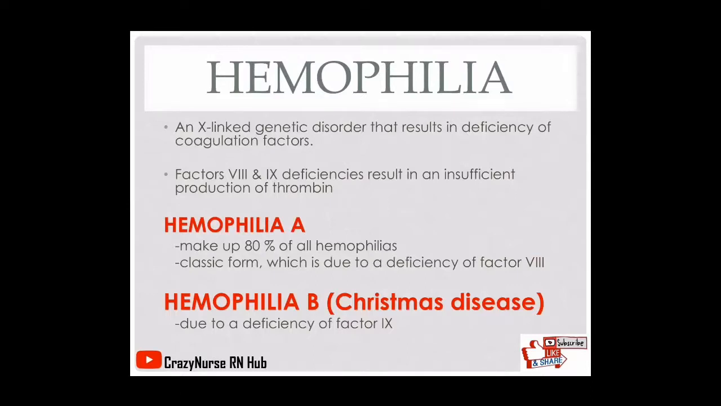However, hemophilia B or Christmas disease is due to a deficiency of factor 9. It is also called Christmas disease because the first patient who was diagnosed with hemophilia B was named Christmas. Okay? So that is where they got Christmas disease as the other term for hemophilia B.